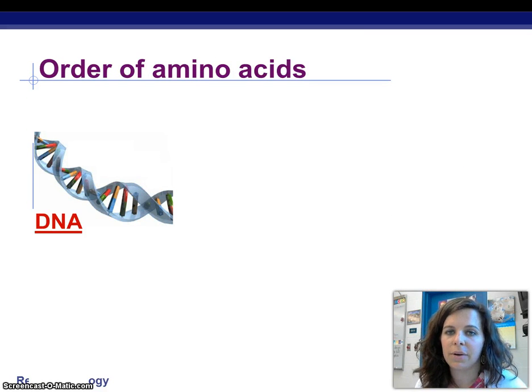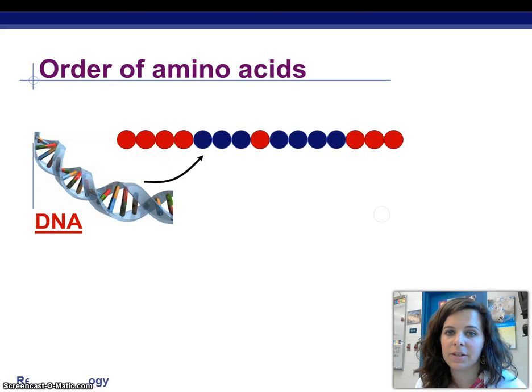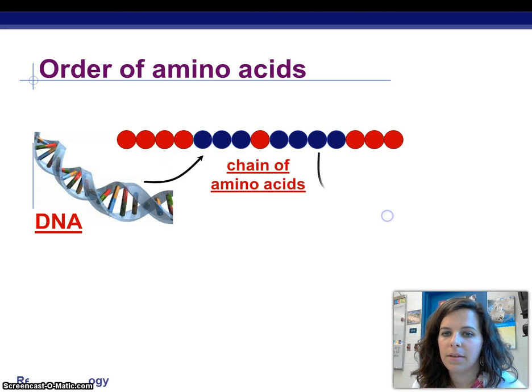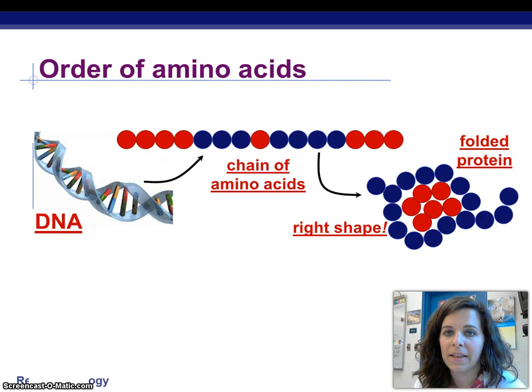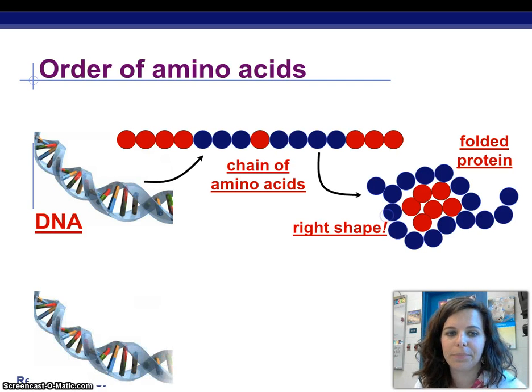So what creates the order of the amino acids? And the answer is DNA. DNA determines the order of the amino acids in the protein, which determines the shape of the protein. And this one is the right shape, so that's good.